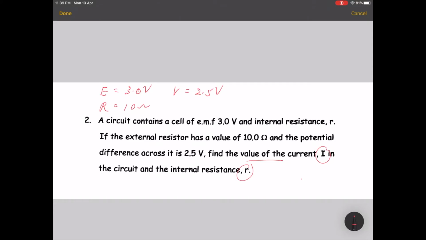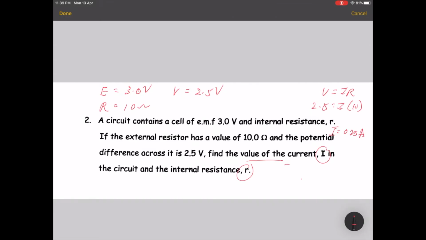Okay, so to find the current, you can always use V equals to IR. Correct? So voltage is 2.5. Current is an unknown, but your R is 10. So obviously, your I will be 0.25 ampere.